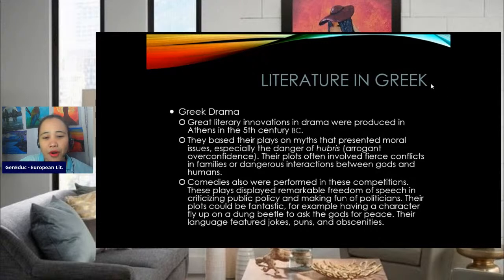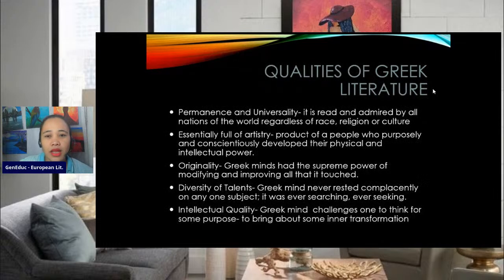Comedies also were performed in these competitions, and these plays displayed remarkable freedom of speech in criticizing public policy and making fun of politicians. Their plots could be fantastic. For example, having a character fly up on a dung beetle to ask the gods for peace, and their language featured jokes, puns, and obscenities. So that's Greek drama. Now, what are the qualities of Greek literature?